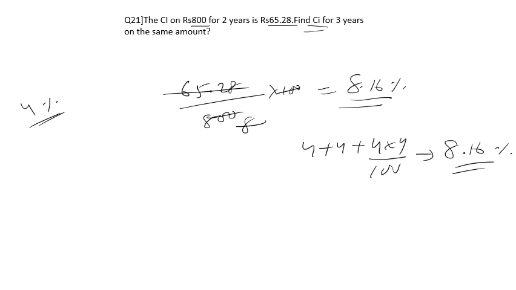So principal is 800, and this rate is 4%. 4% means 1 by 25. So first year's interest would be 1 by 25 of 800. This is 32, right? 32. Now next year will be 32 and 1 by 25 of this. 32 by 25. This is coming out to how much guys?